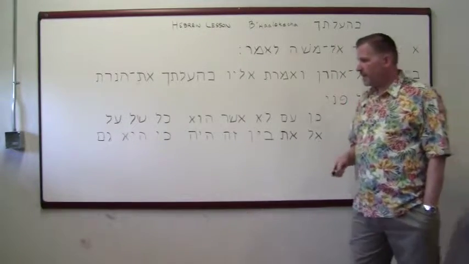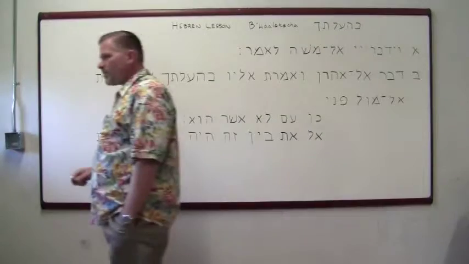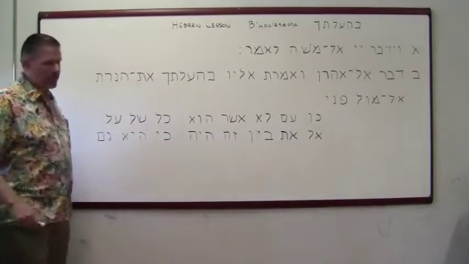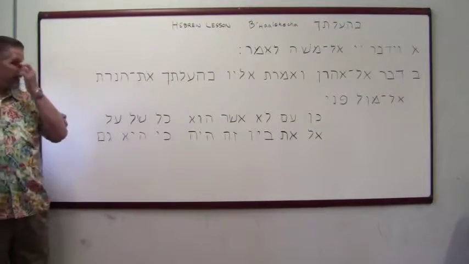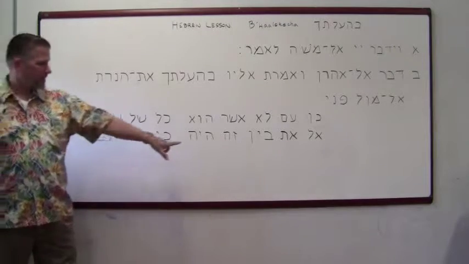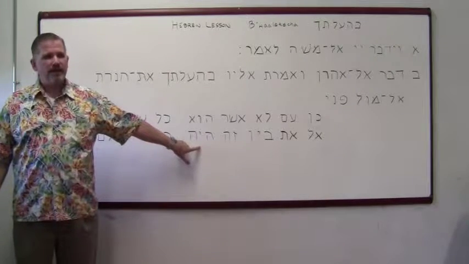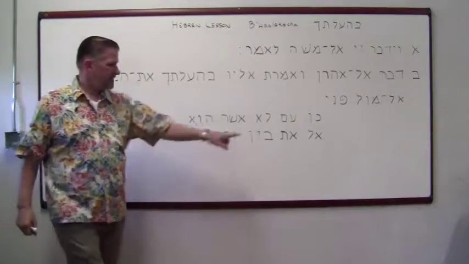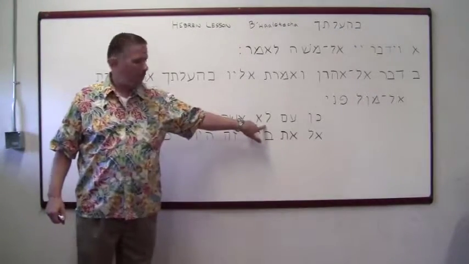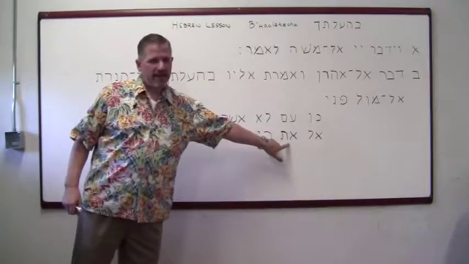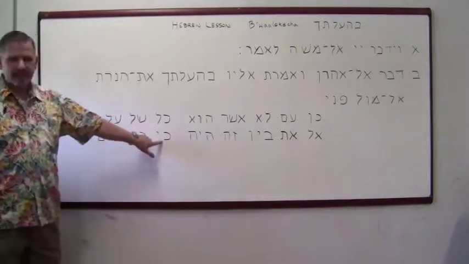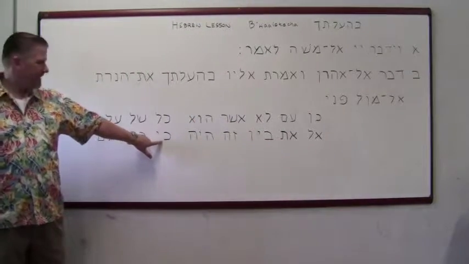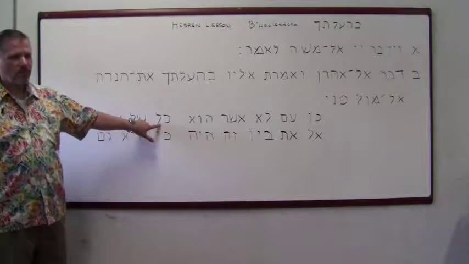So take a look up here. I'm going to point to one. Try and say it, okay? Haya. Okay? Lo. Et. Ki. Kol.